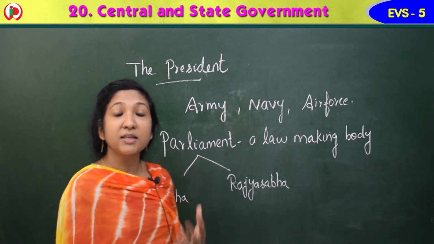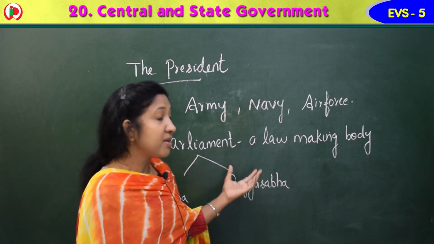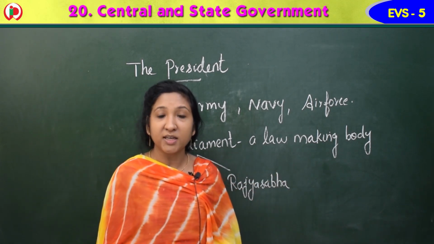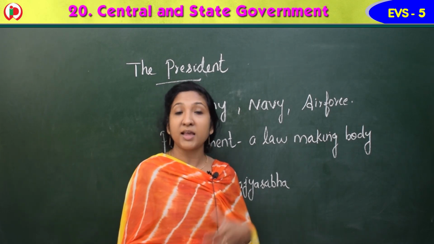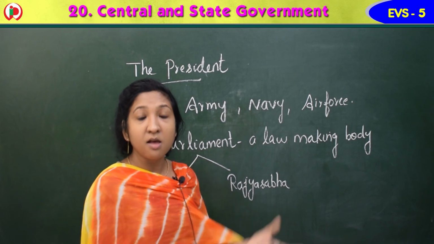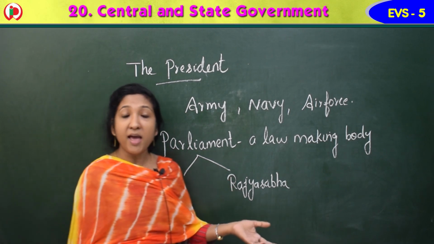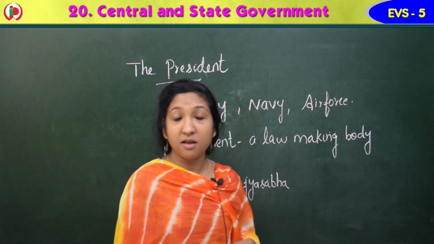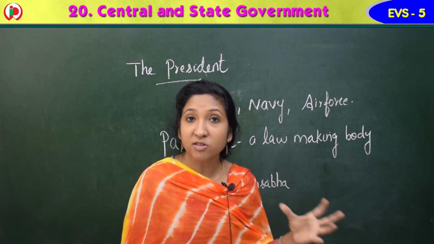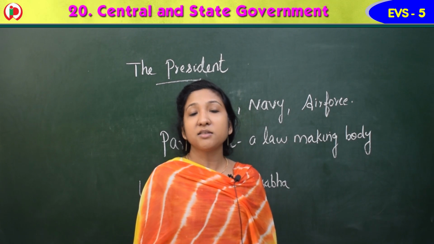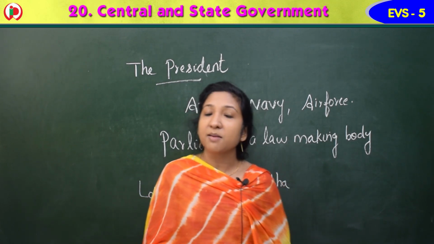Yes, so parliament is the law-making body of our government. Parliament makes law for the government. It helps the government and makes the government more responsible. It helps the government to govern the country. So in parliament we have two houses, Lok Sabha and Rajya Sabha, and we have many elected members there. These elected members all together constitute this electoral college. So they elect the president of our country.